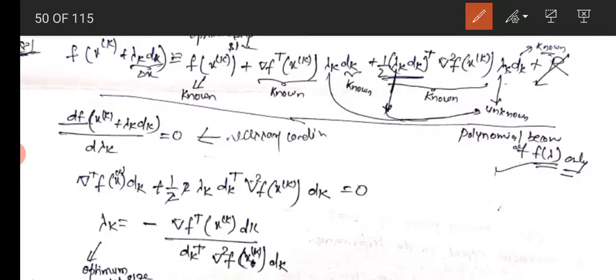When you differentiate, you get the first term, the gradient term, and the Hessian term, the quadratic form of that equation. Equating that, you can calculate lambda k equals minus the gradient of f transpose at xk times dk, divided by dk transpose times the Hessian, the second derivative of f at xk, times dk. So it is very, very important. You have to understand how to calculate the optimum value.